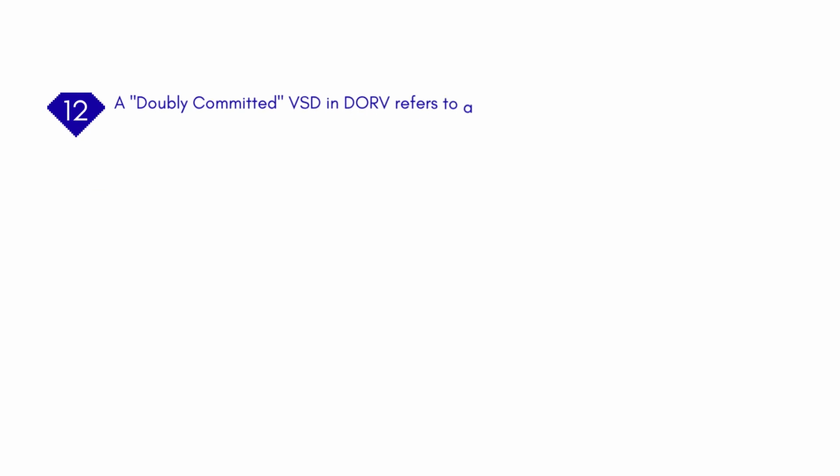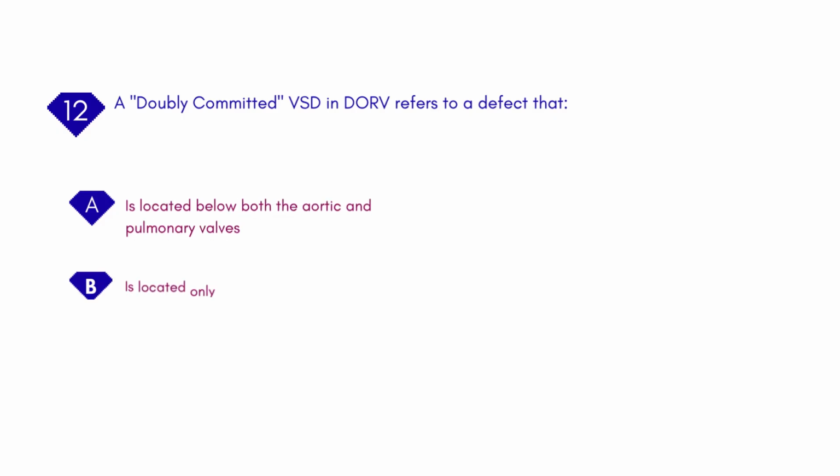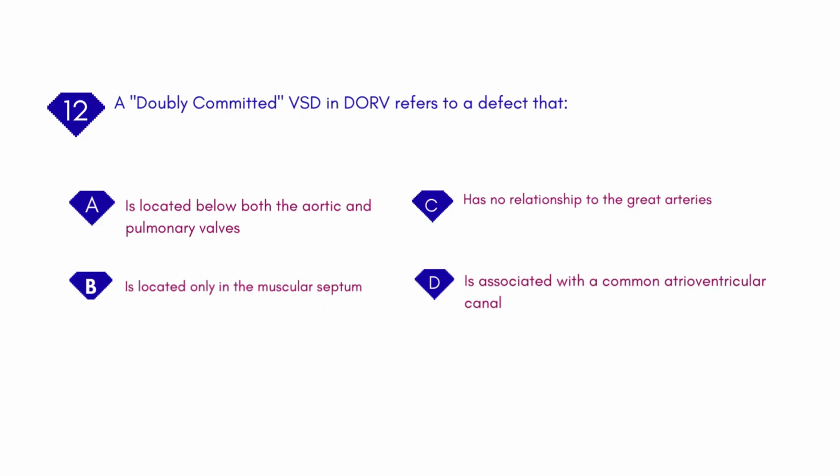A doubly committed VSD in DORV refers to a defect that: A. Is located below both the aortic and pulmonary valves. B. Is located only in the muscular septum. C. Has no relationship to the great arteries. D. Is associated with a common atrioventricular canal. Answer: A. Is located below both the aortic and pulmonary valves.